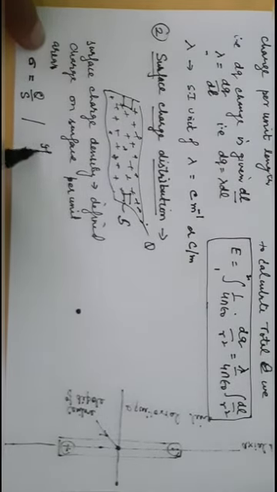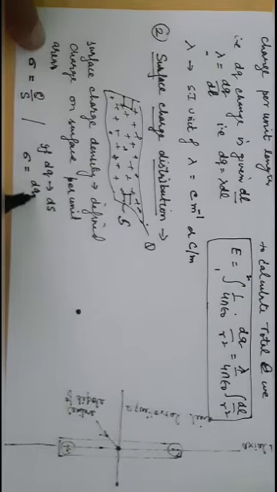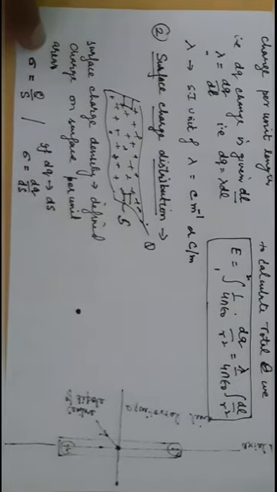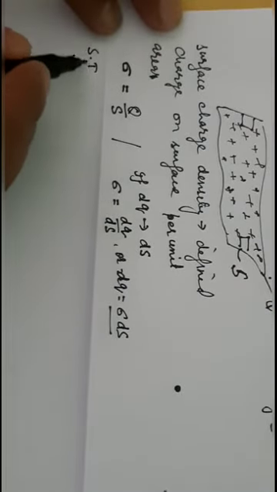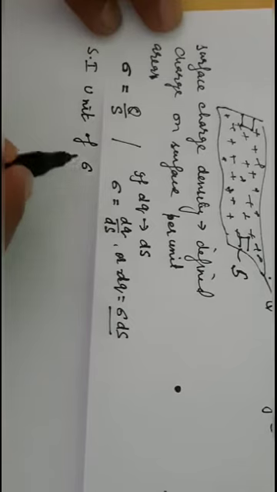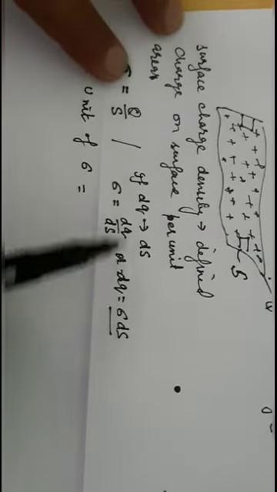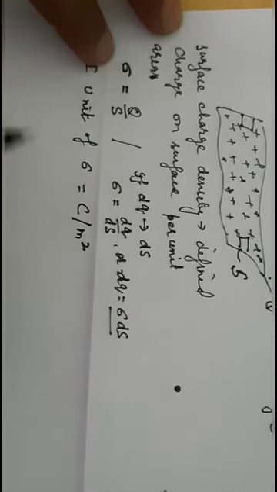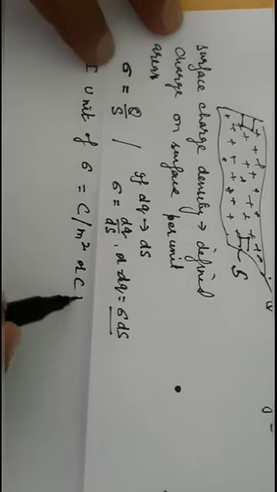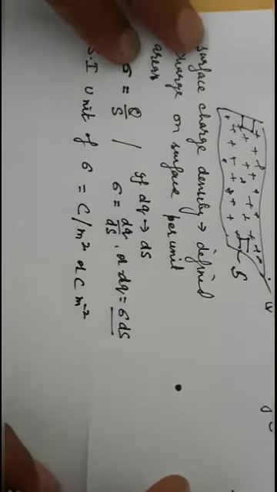If a very small charge is given to a very small surface area ds, then the surface charge density will be equal to dq divided by ds, or dq is equal to sigma into ds. Now the SI unit of surface charge density sigma: sigma is equal to q divided by s, charge in coulomb, surface area in meter square, so coulomb per meter square, or coulomb meter to the power minus 2.